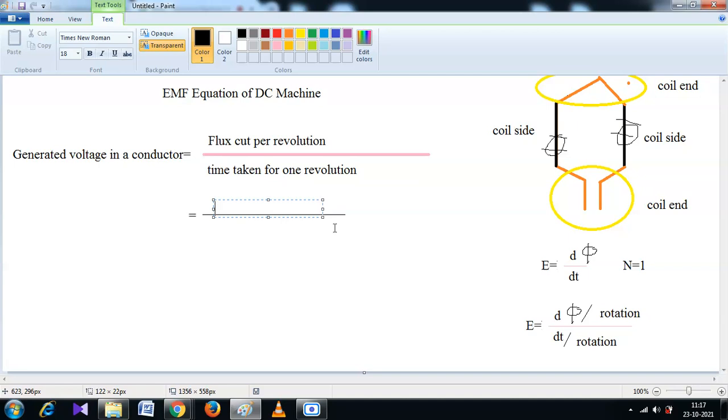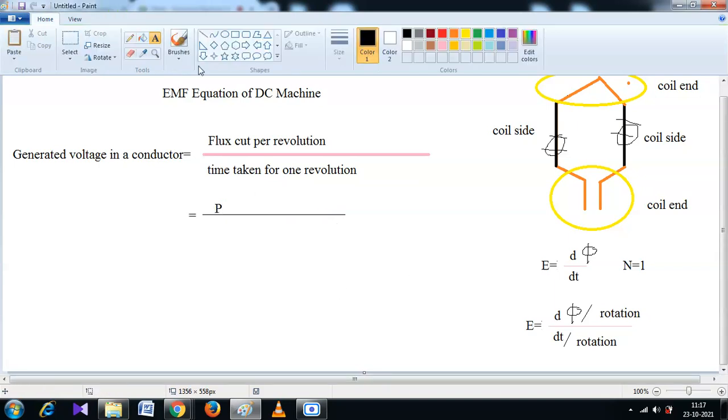How much flux is there? Phi is created by a pole. Then how many poles are there? P. Then the total value of flux is P into phi.